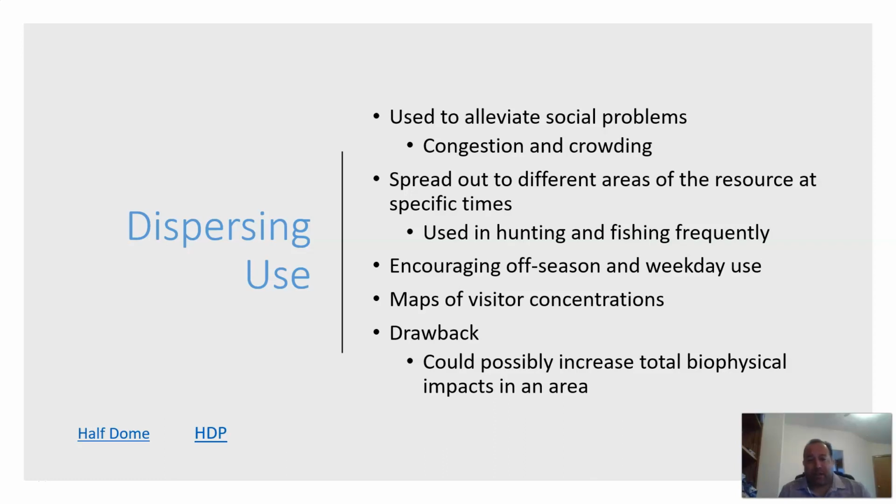You can also see dispersing use used in areas where hunting and fishing are popular. One easy way that people encourage dispersing use is if you'll hear terms like off season or weekday use only, or they'll offer up maps of visitor concentration areas so that you can see where a lot of people would go, and maybe you're the type of person that wants to go somewhere else. The big drawback is that you could increase total biophysical impacts in an area.